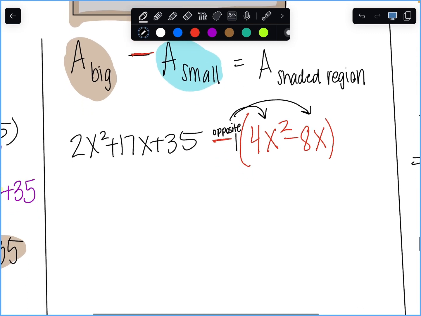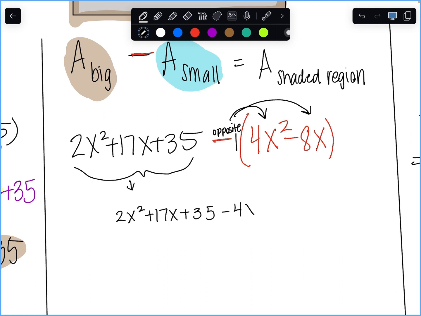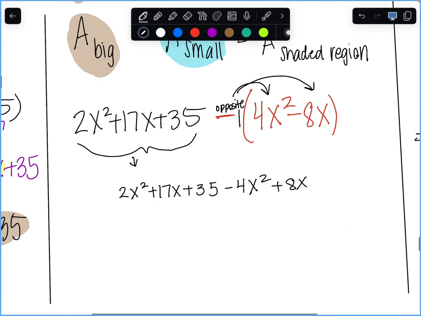So here we go. Since I didn't do anything with this guy, I'm gonna bring it down. And what do we get here? We get the -1 times 4x squared. That gives you a -4x squared. And -1 times a -8x. That gives you a +8x.